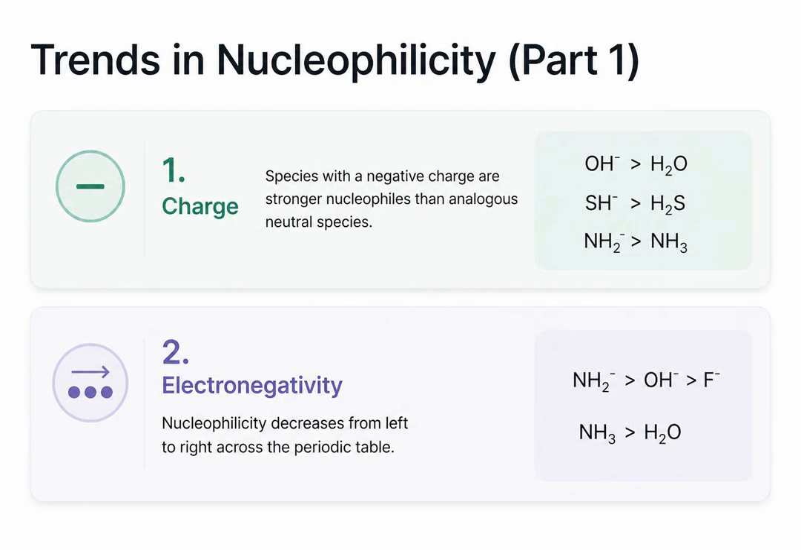There are 3 main trends to predict nucleophilicity. First, as we just discussed, a base is always a stronger nucleophile than its conjugate acid, so hydroxide is stronger than water.